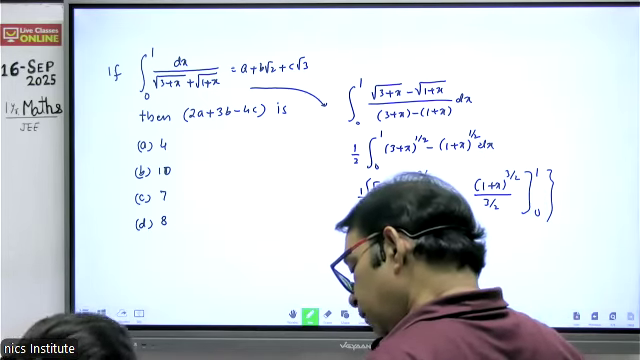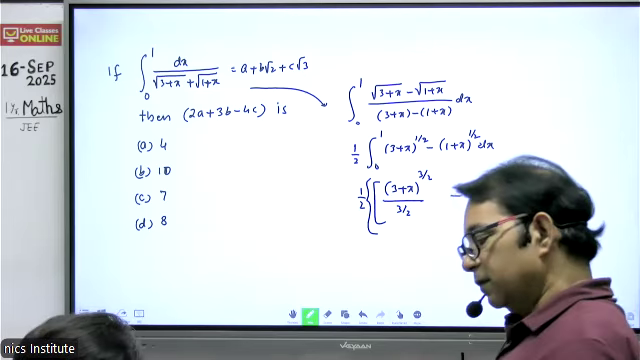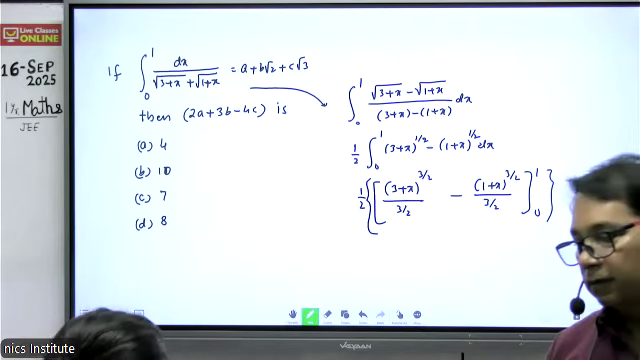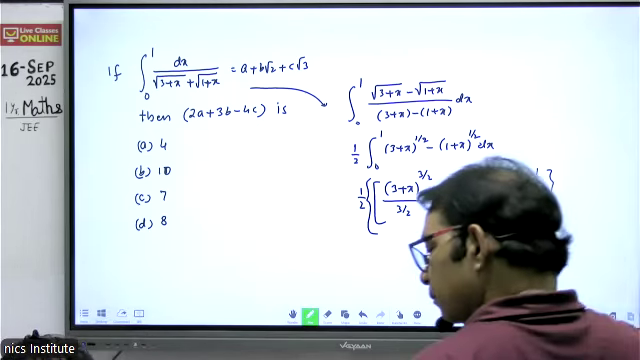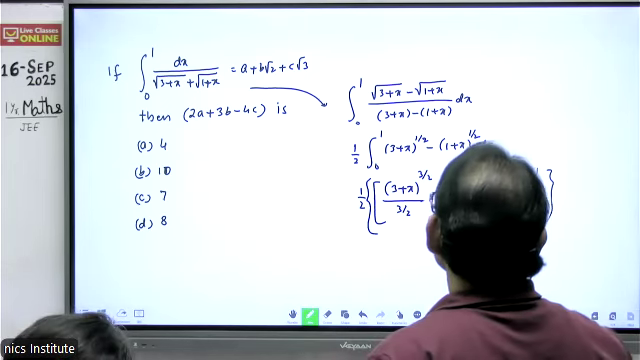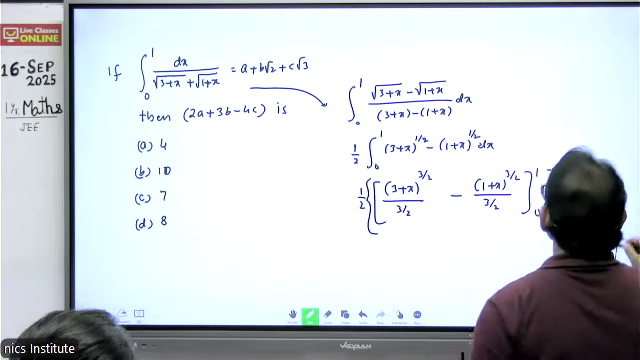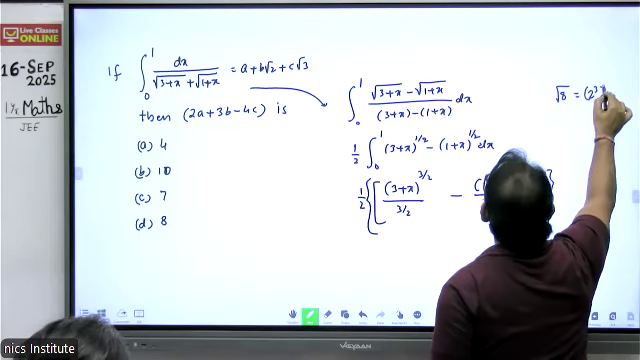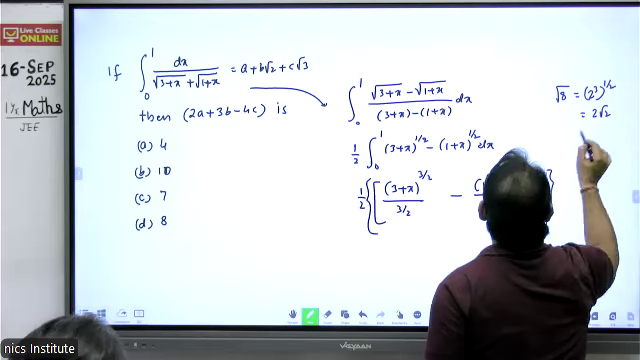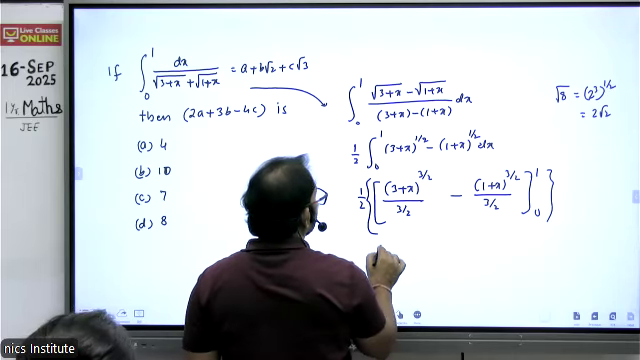You can do that also, but you can leave it otherwise too. 3/2 means 1 plus half. So 2 to the power 3/2 is 2√2. 3 to the power 3/2 is 3√3. Root 8 is basically root of 2 cube, that is 2√2. So the 2 gets cancelled, and 1/3 can be taken out.